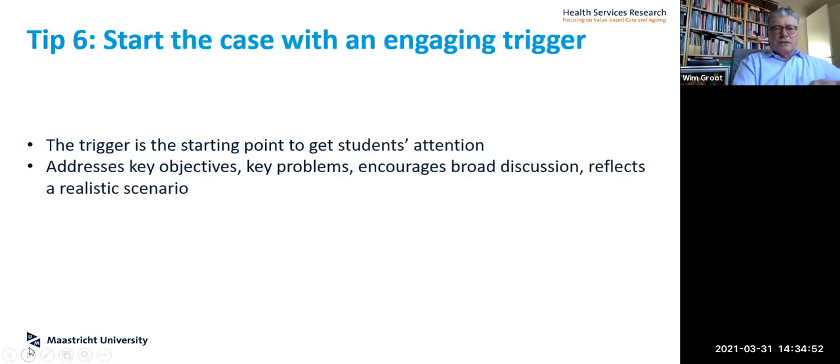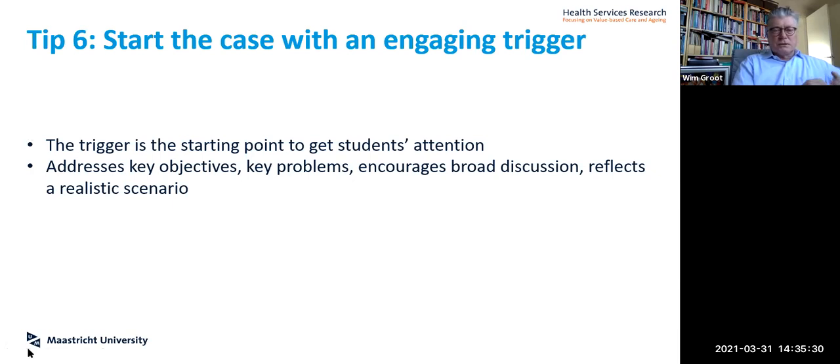The sixth tip they give is to start a case with an engaging trigger, a starting point that gets students' attention. That can be a real-world problem. That can also be something that is closer to home to students, something they encounter or experience in their student life. But it can also be something that they can identify with in the profession that they are educating themselves to become.